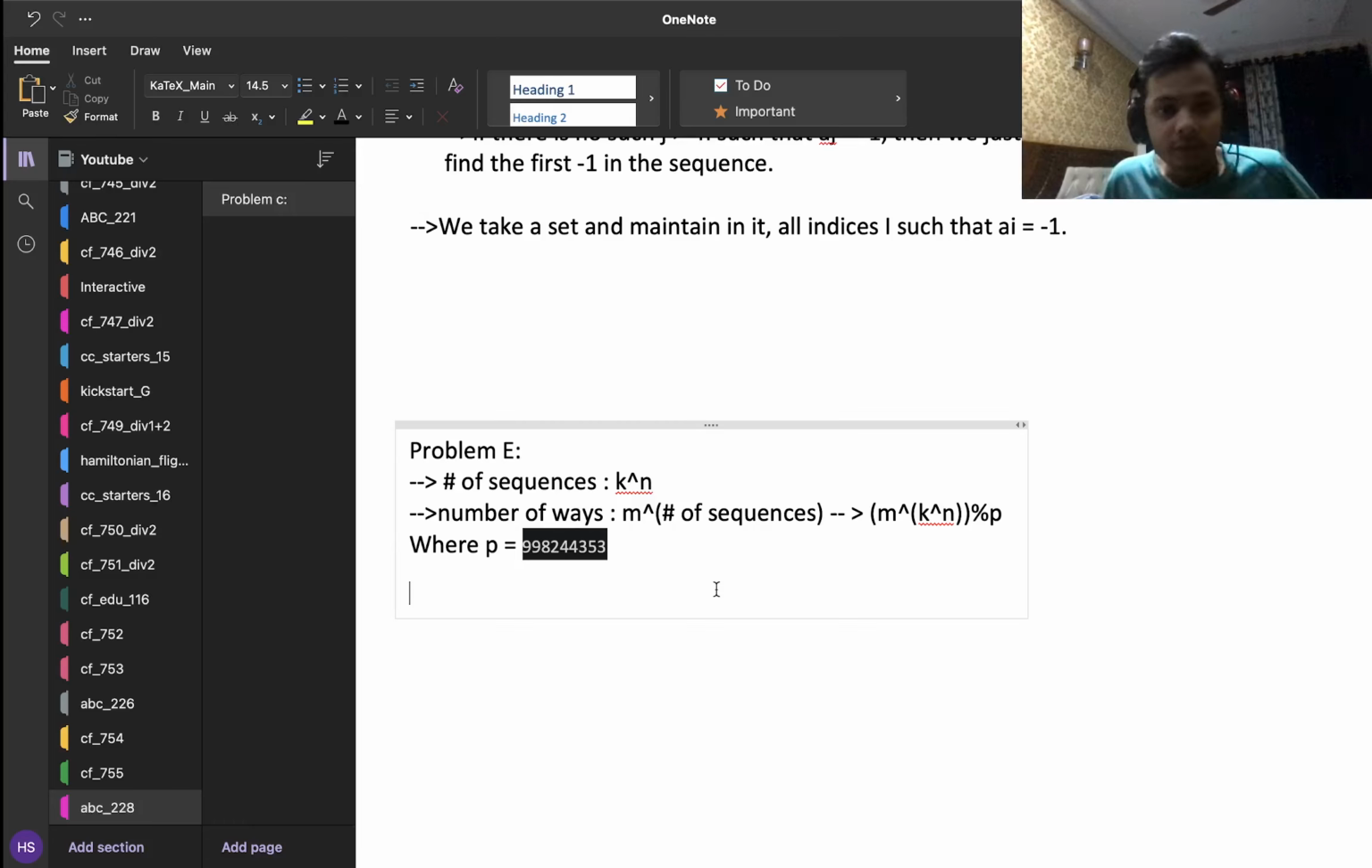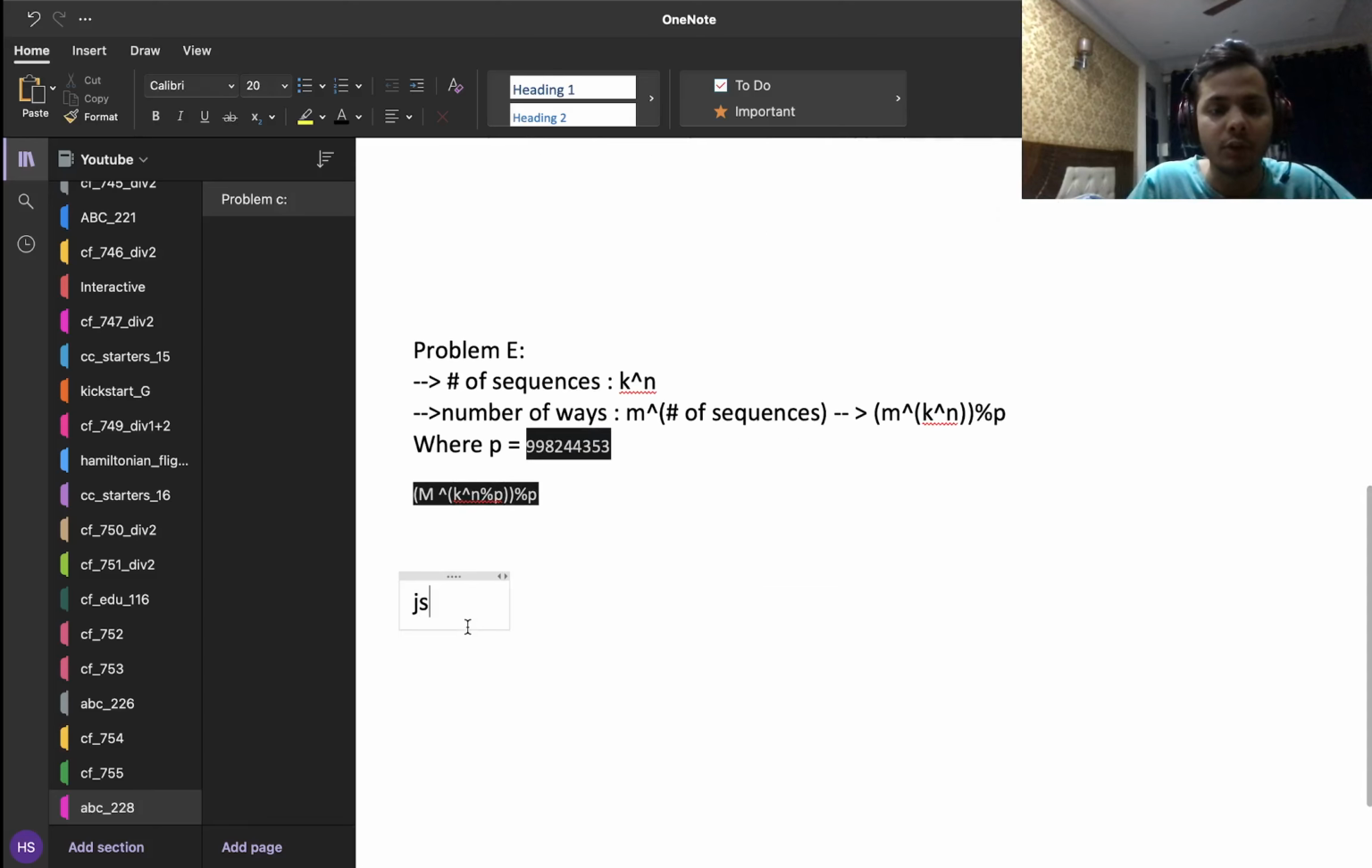Right. So one would argue that we can just do a binary exponentiation and do something like this: take m and then raise it to the power k raised to the power n modulo p, then again take modulo p. Right? This is something that seems very tempting, that someone would want to do when they are trying to solve this problem and just get away with it.